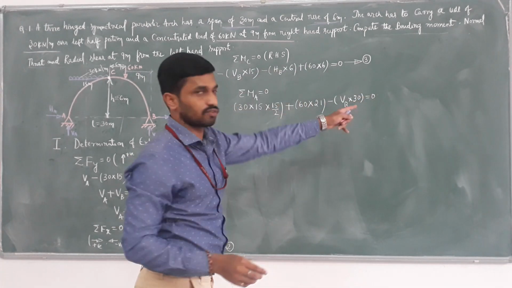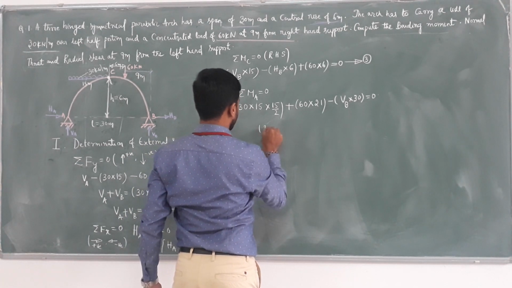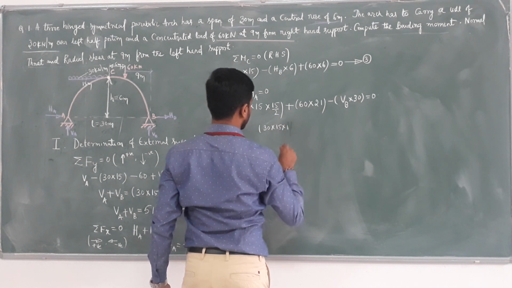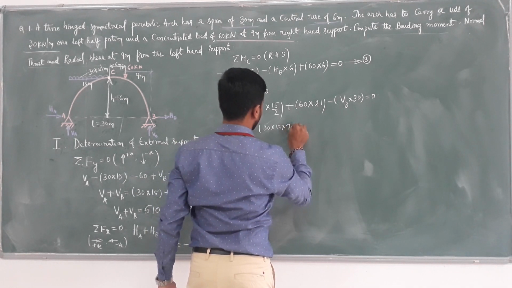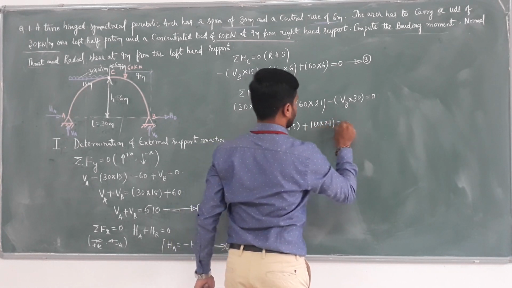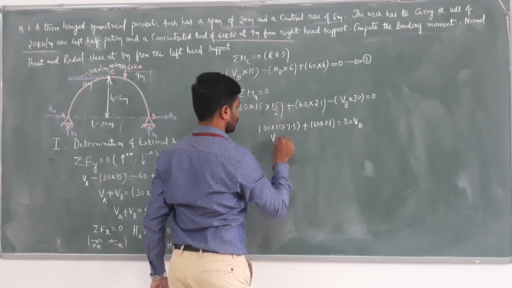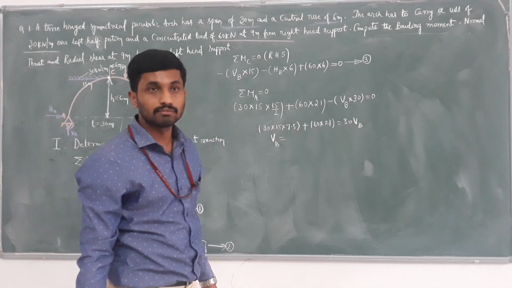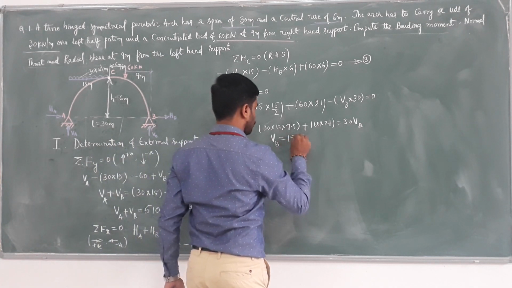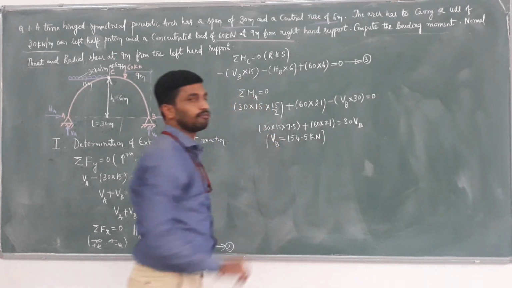Now just reduce this particular thing. We are getting the value of VB. That is 30 into 15 into 15 by 2, which is 7.5, plus 60 into 21, which equals 30 VB. Please compute the value of VB. What is the value of VB? VB is equal to 154.5 kilonewton. Now we got the VB value.